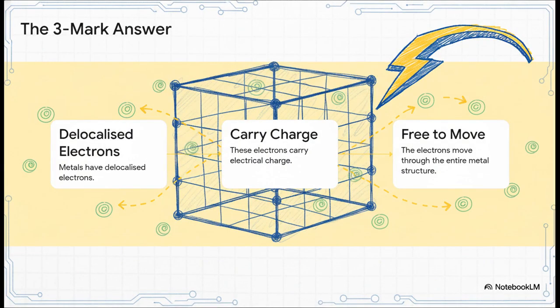And boom, here it is, the perfect 3-mark answer, straight from the people who'll be marking your paper. Step 1, you have to mention that metals have delocalised electrons. Step 2, you need to say what their job is. They carry electrical charge. And step 3, you explain what they do. They are free to move throughout the whole structure. 1, 2, 3. That's all it takes.